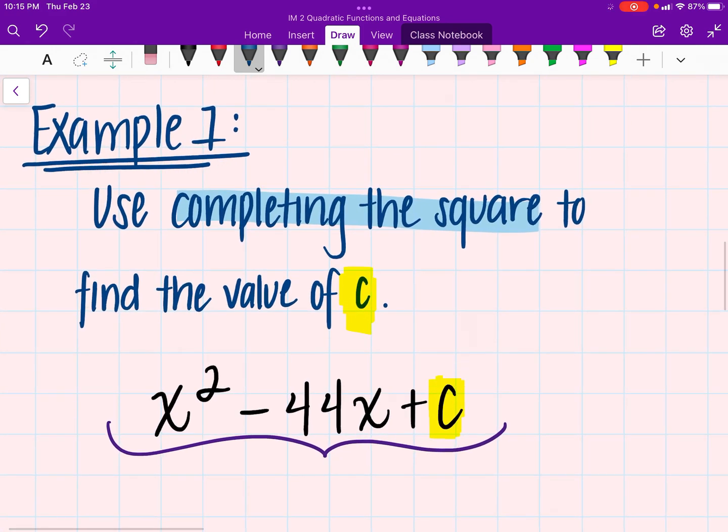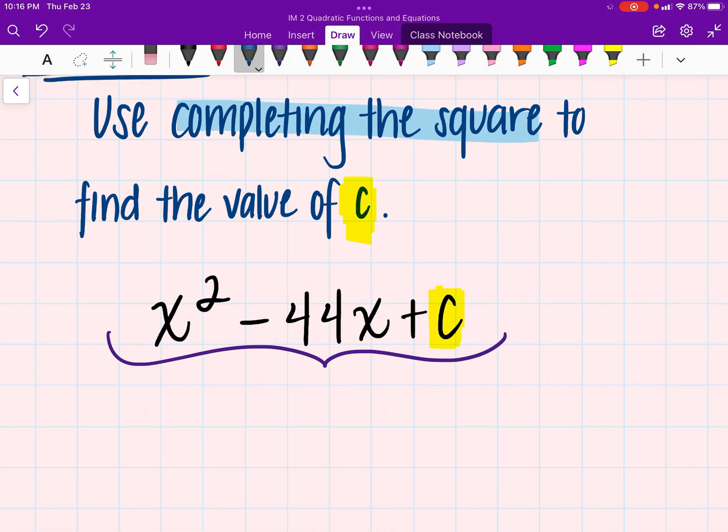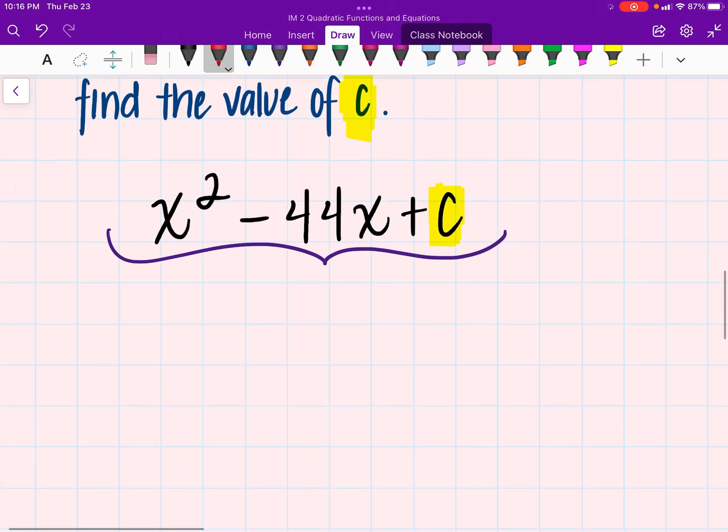In example number 1, it says use completing the square to find the value of c. In order for us to solve for c here, we have to use a specific formula. We are working with x squared minus 44x plus c. How we're going to identify c is that c is going to be equal to b divided by 2, and then squared. This represents our c value, our constant.